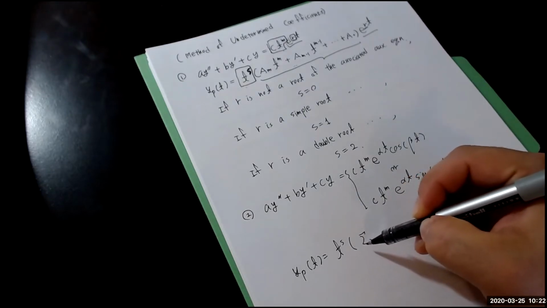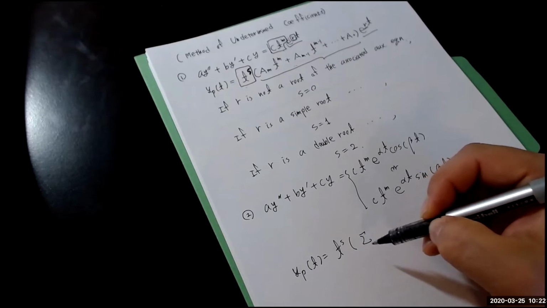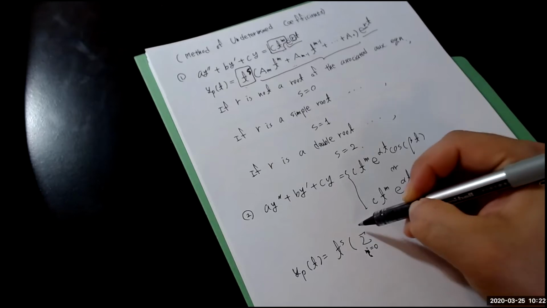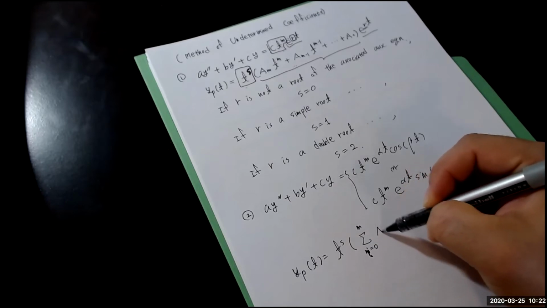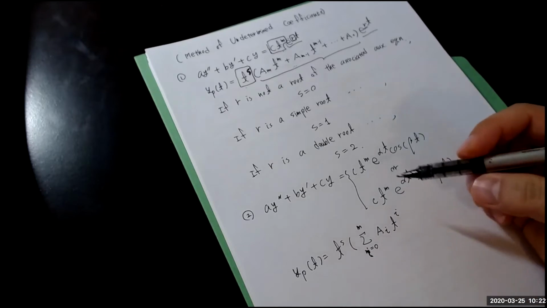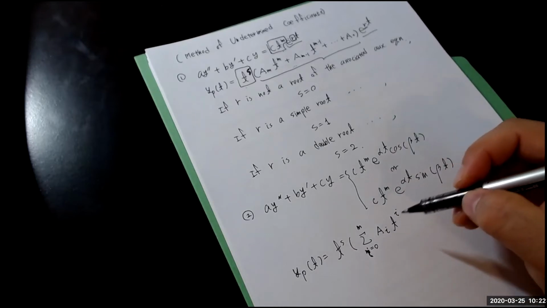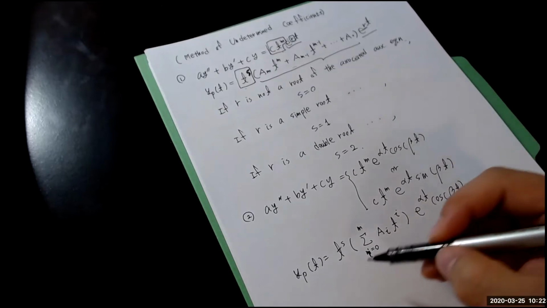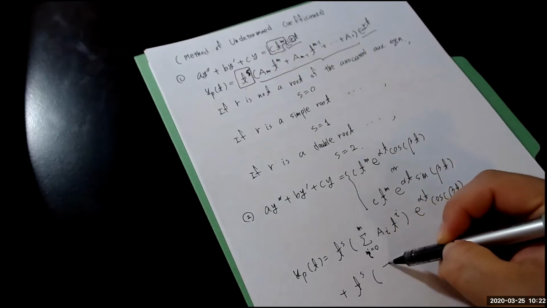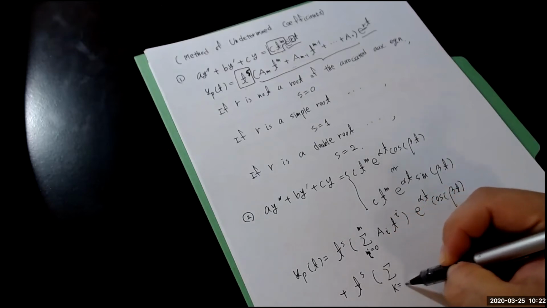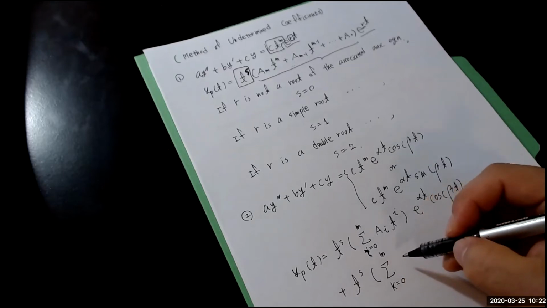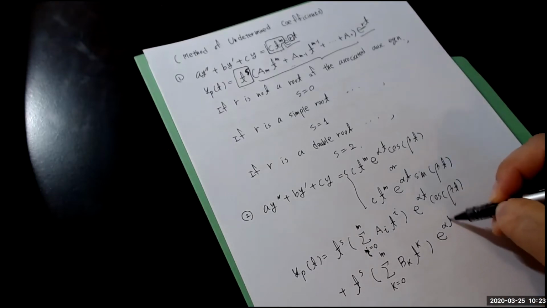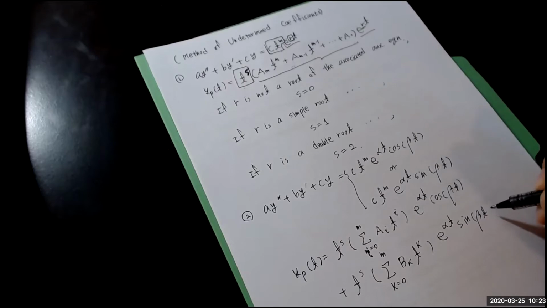Let me use sigma, i is equal to 0 to m, and then A_i, and then t to the i's power, okay? And then e to the alpha t, and then cosine beta t. And then plus t to the s power, and then sigma, k is 0 to m, and then B_k, and then t to the k's power, and then e to the alpha t, and sine beta t. Okay.